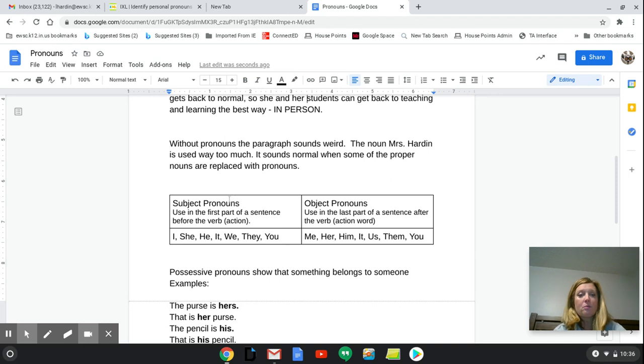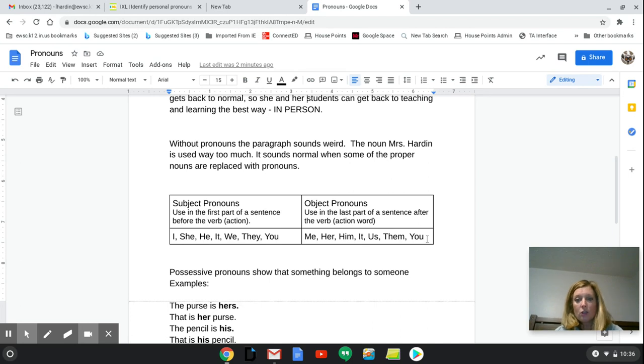But the subject pronouns, these are the ones that you're going to use in the beginning parts of a sentence, okay? They're going to be your I, she, he, it, we, they, and you. I think I remembered them all. Okay, the object pronouns are the ones that are going to sound the best in the end part of a sentence, like after the action word, after the verb. Me, her, him, it, us, them, and you.